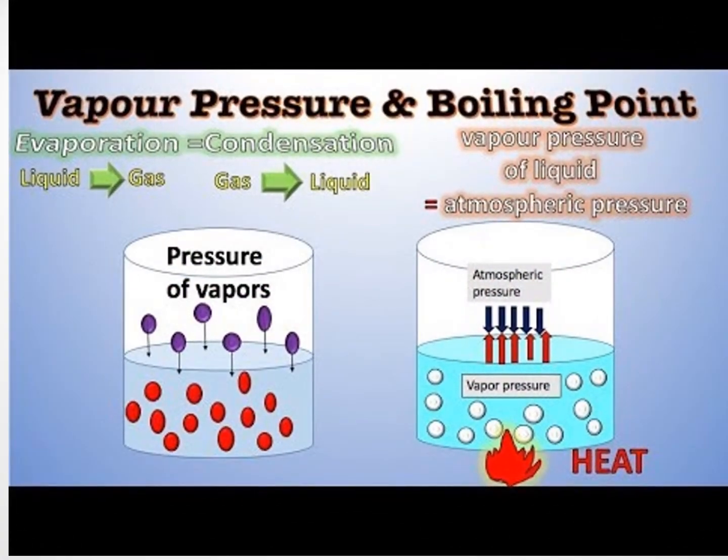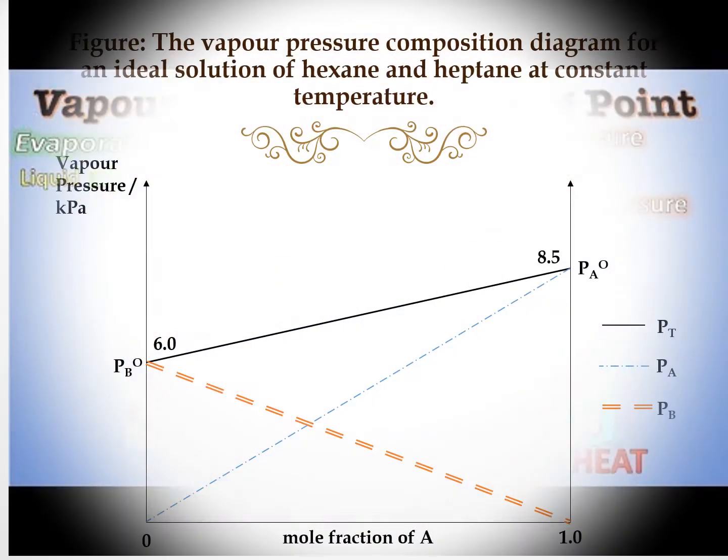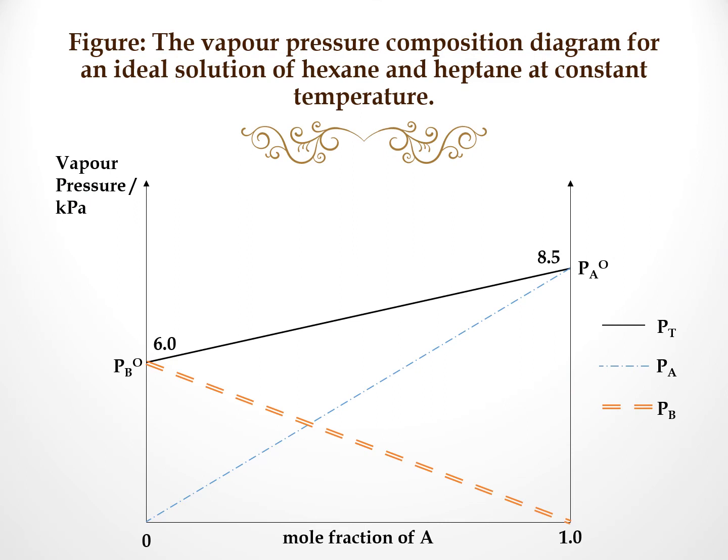As for boiling point, it is formed when the vapor pressure of the liquid is equal to the atmospheric pressure. So we need to know these two terms because we need to draw the graph of vapor pressure against mole fraction and the boiling point composition diagram. Okay, let's look at the vapor pressure composition diagram for an ideal solution of hexane and heptane at constant temperature.